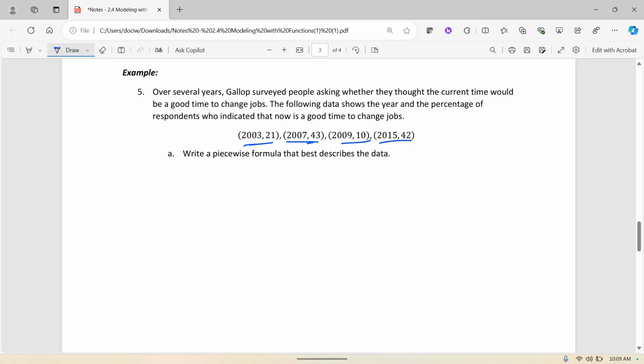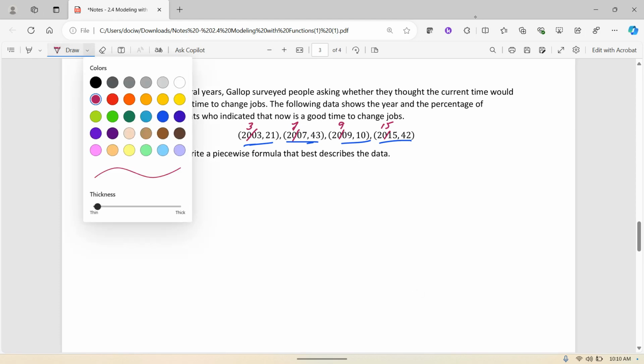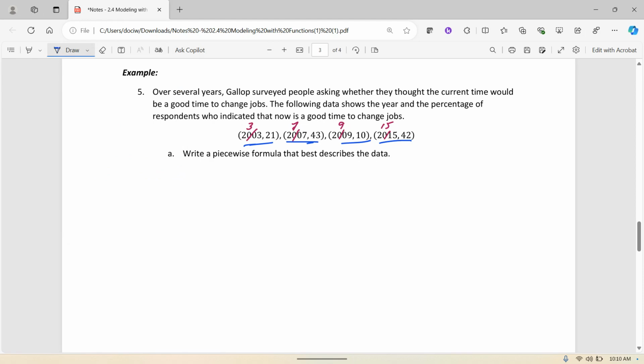Okay. Now, the first thing I'm going to do here is change my years. I alluded to this earlier when we looked at 2015 and the number of years that the cost of college has been increasing since 2015. I'm going to let x here represent the number of years since 2000. So the year 2003, I'm going to call it 3. 2007 is 7. 2009 is 9. 2015 is 15. The reason I want to do that is to get a visual representation of what's happening.